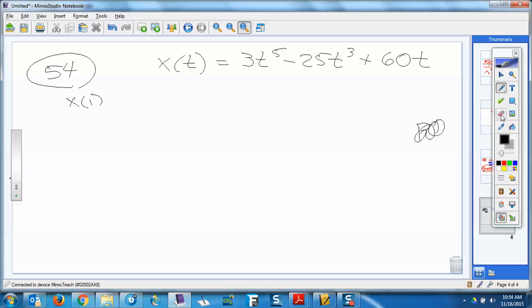So what do I need? I need to find the derivative, so I need x prime of t. And I've got to figure out when it's moving to the left. So I care about when the velocity, the derivative, is negative. I want to know when the derivative is negative.